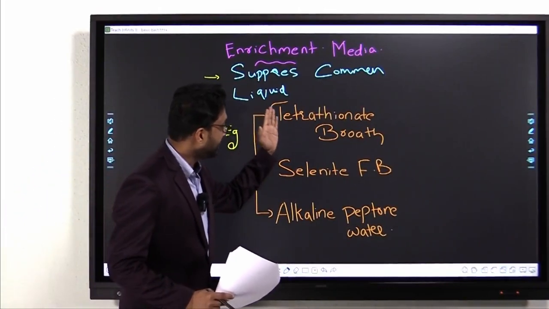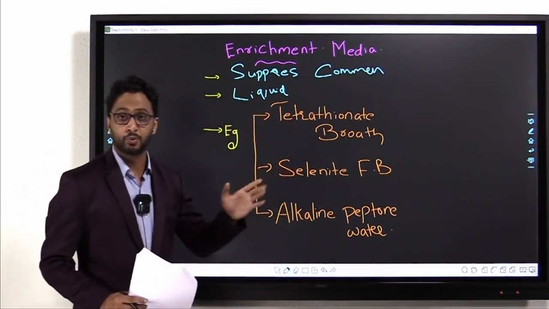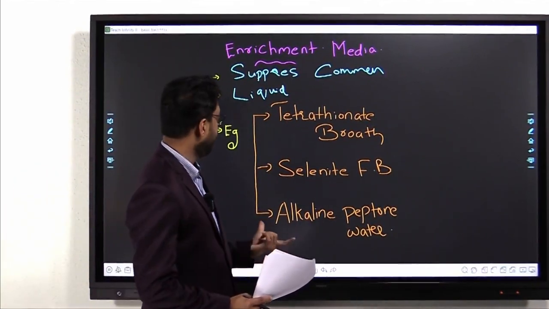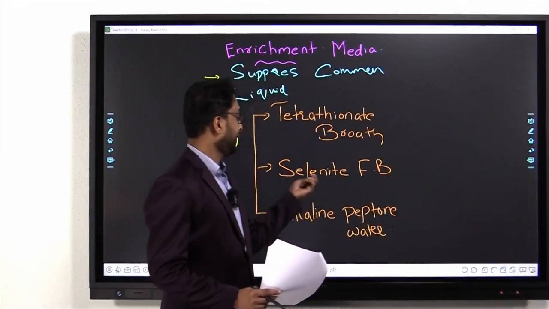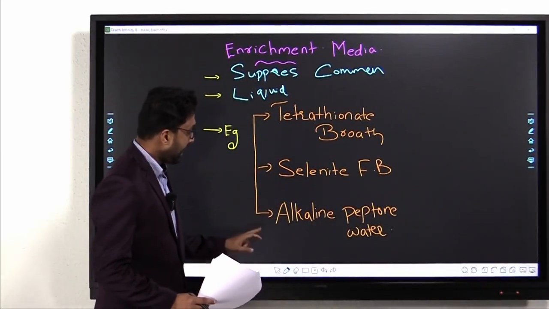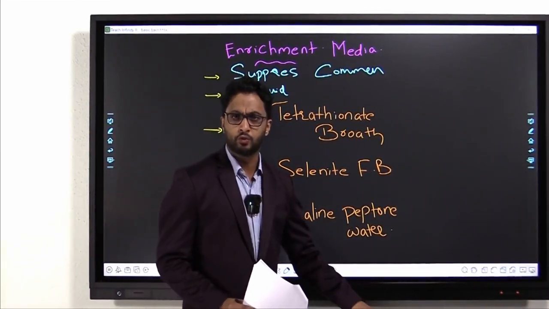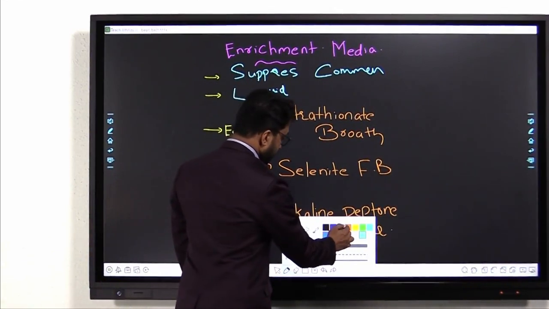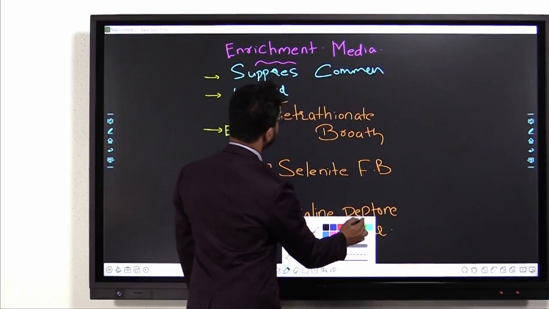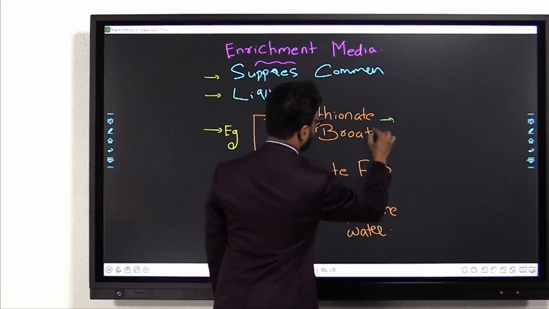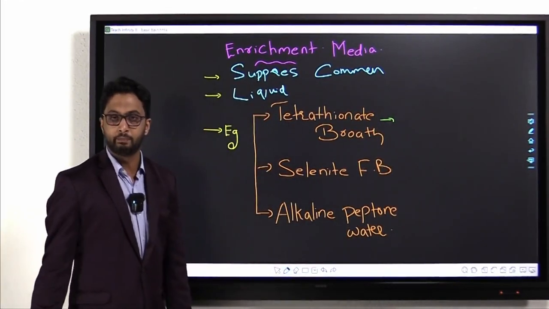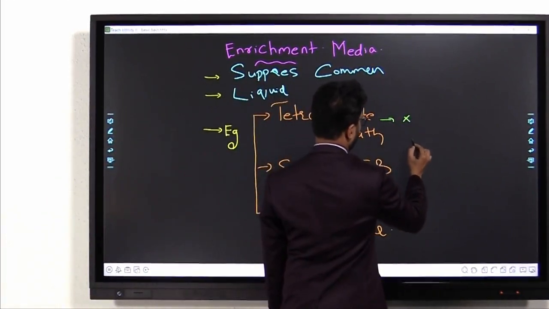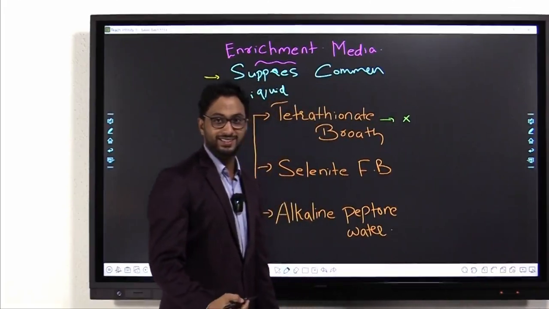Now you know tetrathionate broth, selenite F broth, both used for Salmonella typhi and paratyphi. Alkaline peptone water is used for Vibrio cholerae. Now, we said tetrathionate broth for Salmonella typhi and paratyphi. So what does it suppress? I'll just write it with a cross, otherwise you'll think it is for this particular bacteria.